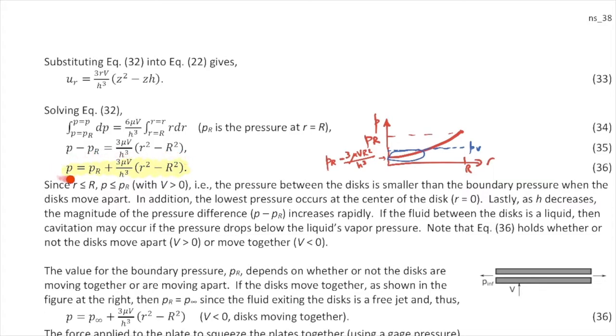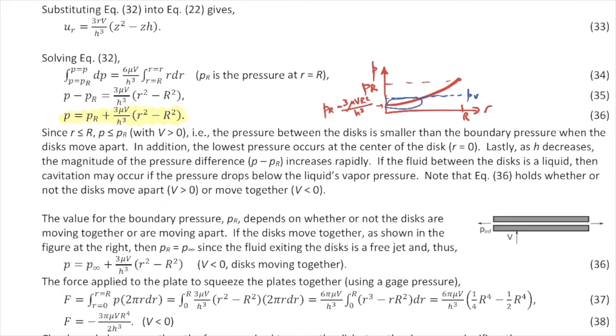Getting to this point, I've been saying that V is greater than 0, that the disks are separating, but I could still apply this equation if you were pushing the disks together. In that case, V would be negative, and the highest pressure would be at the center of the disks, and the lowest pressure would be at the edge. So this equation applies whether the disks are moving apart or coming together.